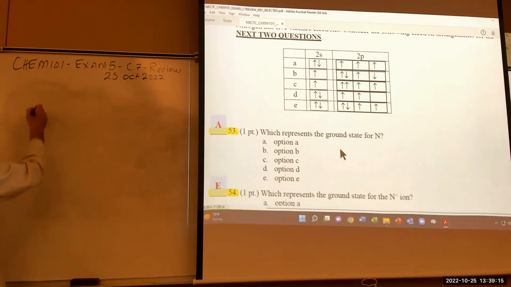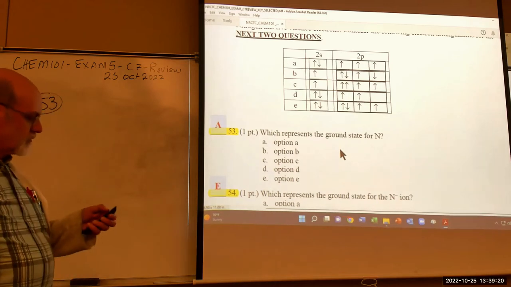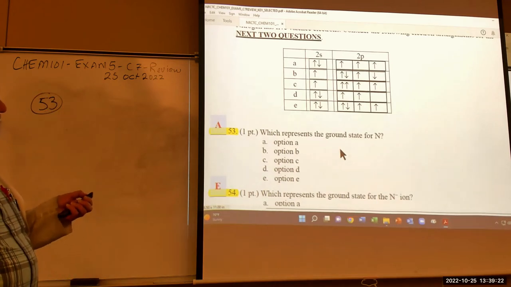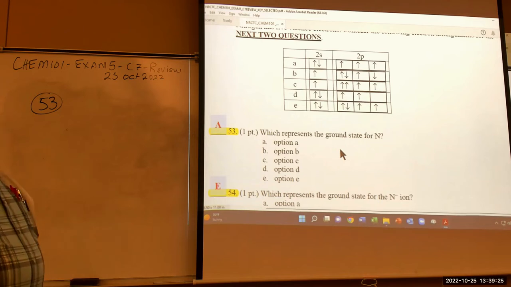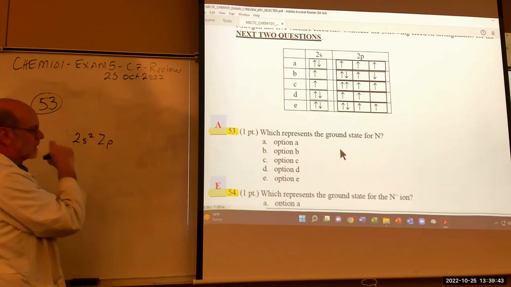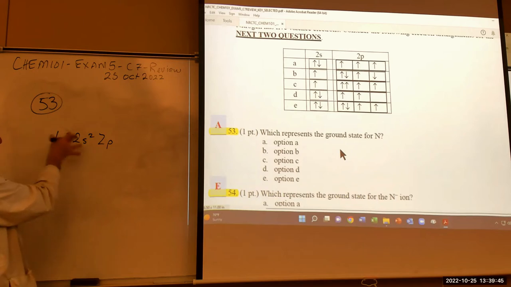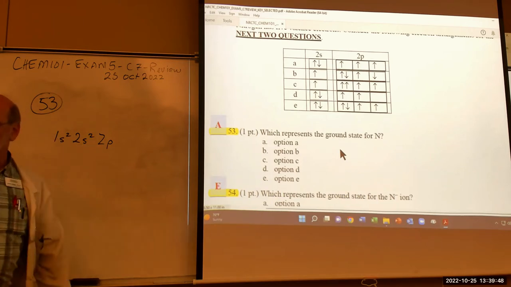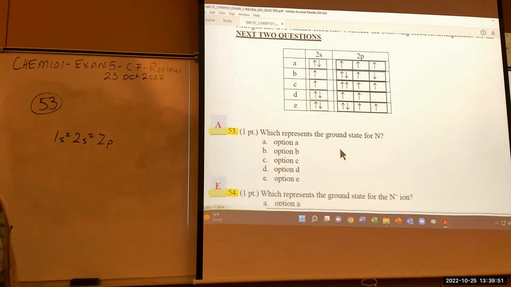Okay, 53. Which represents the ground state for nitrogen out of these configurations? I just showed you nitrogen a minute ago. But if I hadn't done that, look at nitrogen. Where is it? Which orbitals are being filled? Well, it's already past two S's. Now it's in the two P's. So it's got a 2S2 and a 2P. You had to get to 1S to go by that, right? So that's nitrogen. How many electrons in nitrogen? Seven.